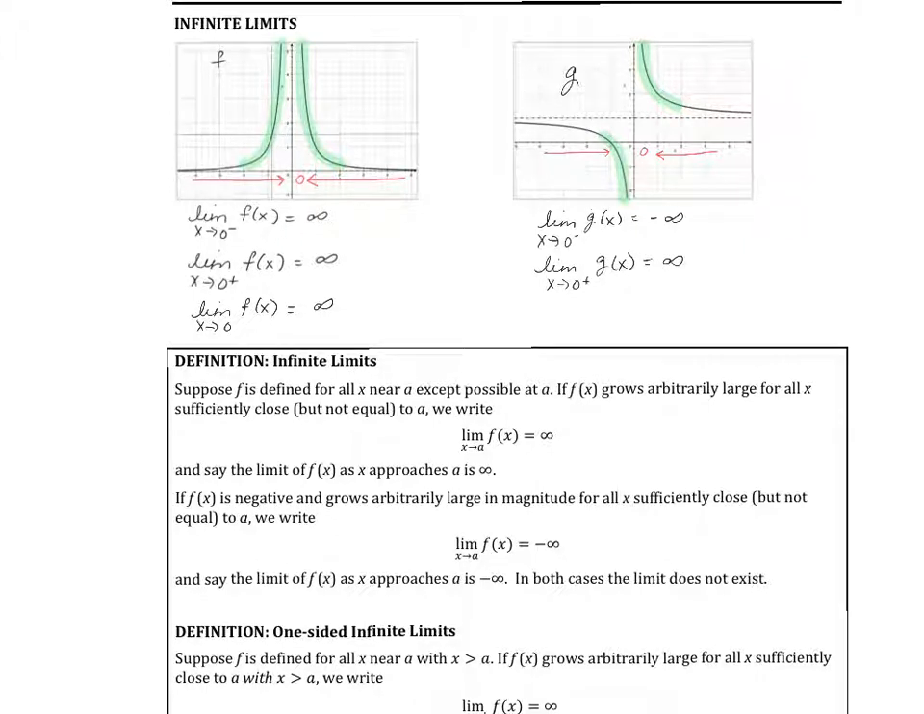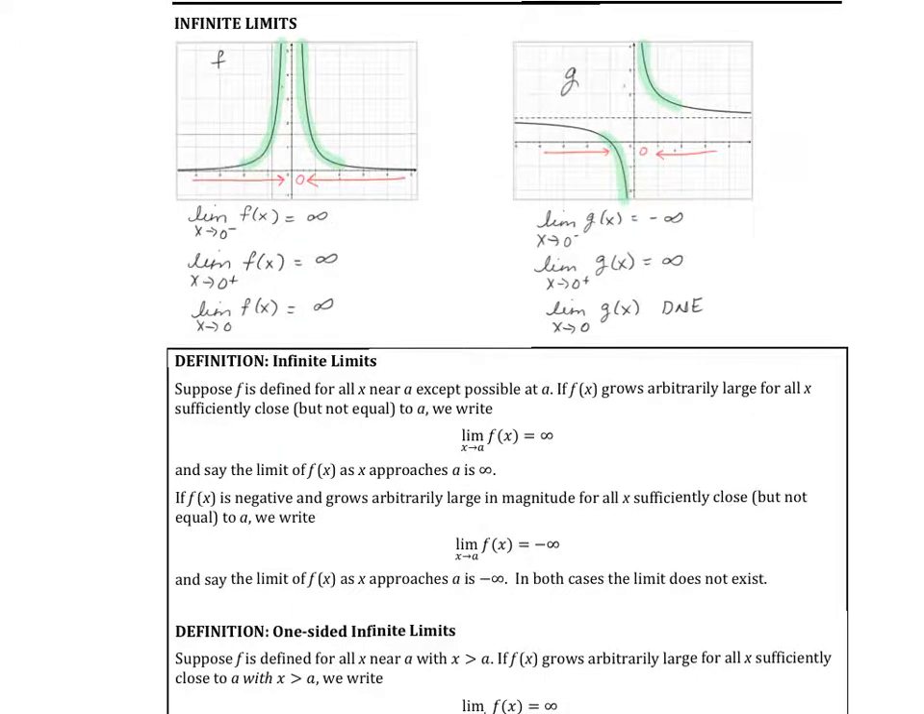So now as I come in from the left and the right, I have different limits. So we say the limit as x goes to 0 of g of x does not exist. So DNE for does not exist. So whether you come in from the left or the right, if you do get a negative or a positive infinity, that tells you that you're going to have a vertical asymptote.